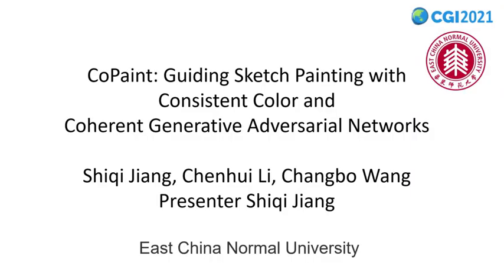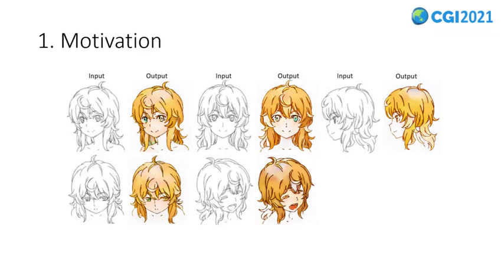We introduce our work CoPaint, which is used for coherent color. In the art designs of games or manga, designers usually draw a series of sketches first, and then add consistent colors to the series of sketches, which is time-consuming and difficult. The existing methods color sketches well, but cannot guarantee color consistency.